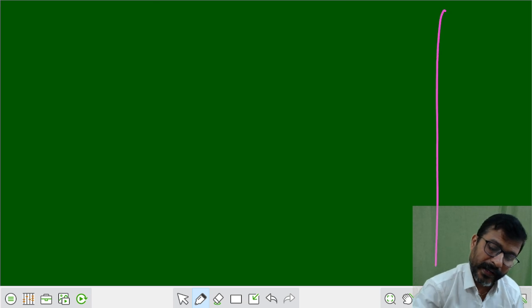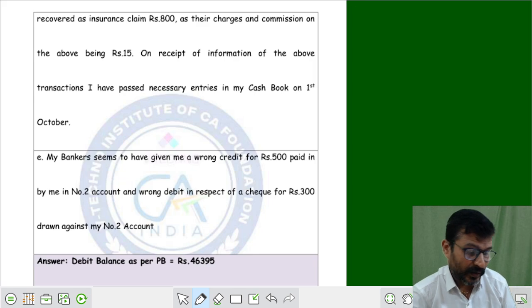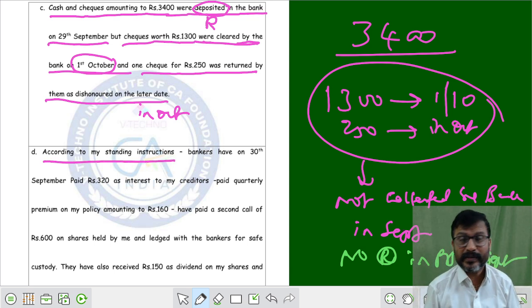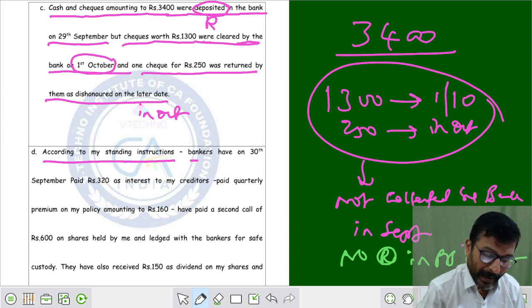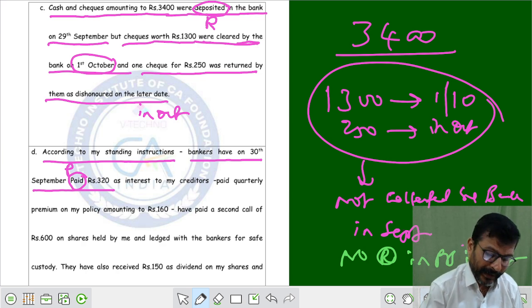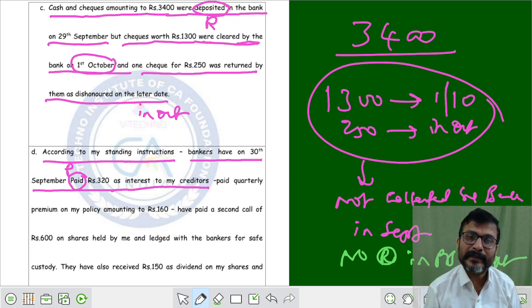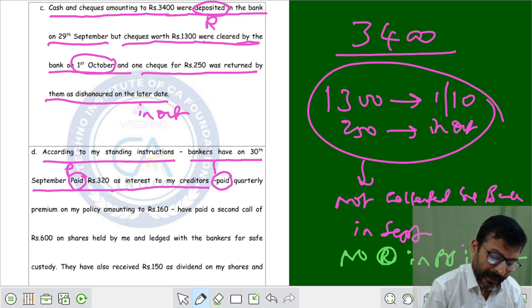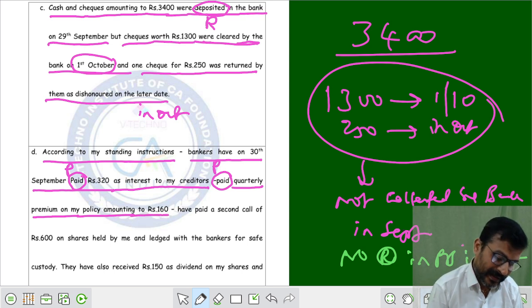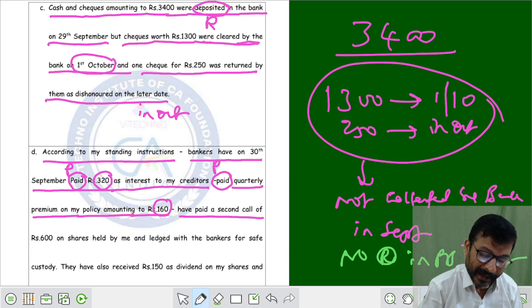So let us move on to the next transactions in the problem. See what is there. According to my standing instruction, bankers have on 30th September paid. Paid means what? Payment. What did they pay? Interest to my creditors. Again, paid. Paid means payment. Quarterly, a premium on my policy amounting to rupees 160. See, this 320 is payment. 160 is also payment. Have paid, again payment.